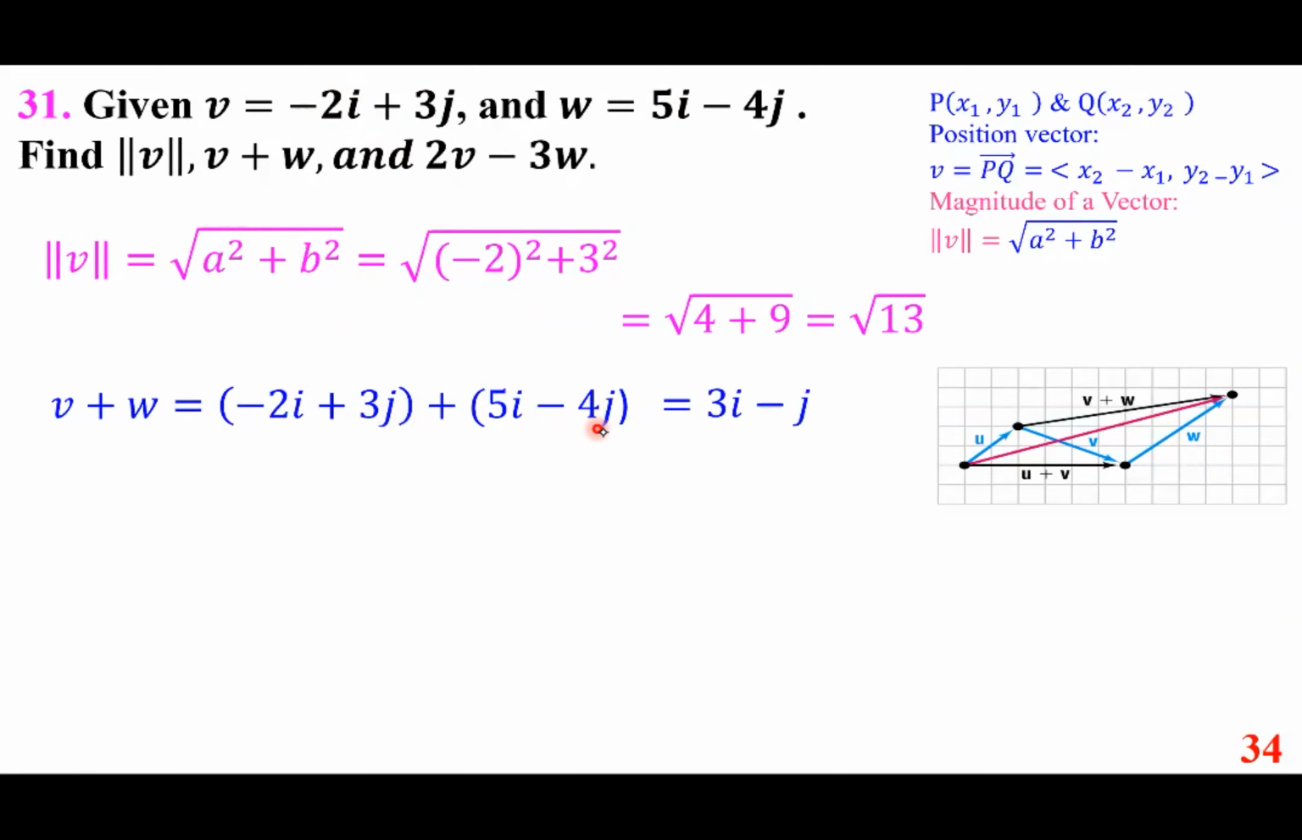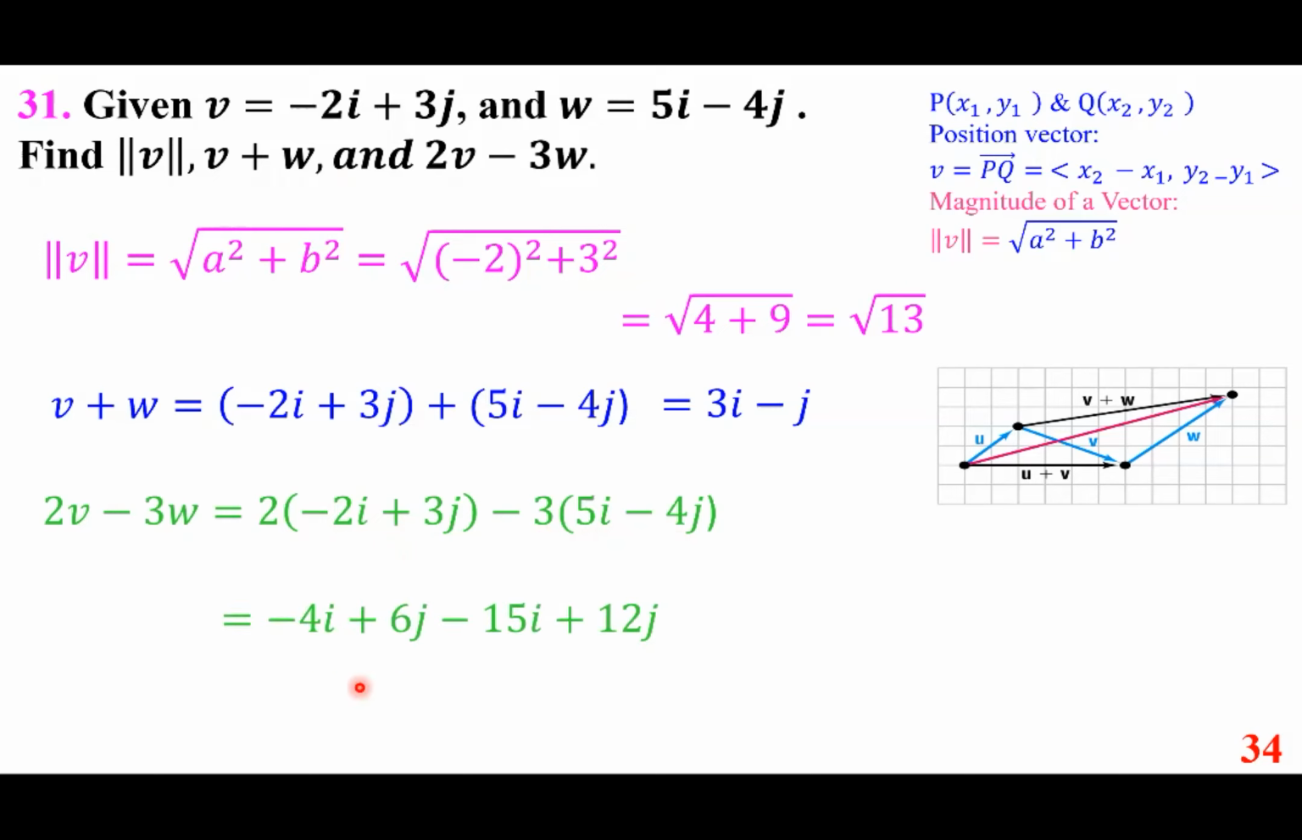So just the way you do operations on basic numbers. 2v minus 3w, so 2 times v minus 3 times w. So distribute: minus 4i plus 6j minus 15i plus 12j, and minus 4i with minus 15i gives us negative 19i, and these two add up to 18j.